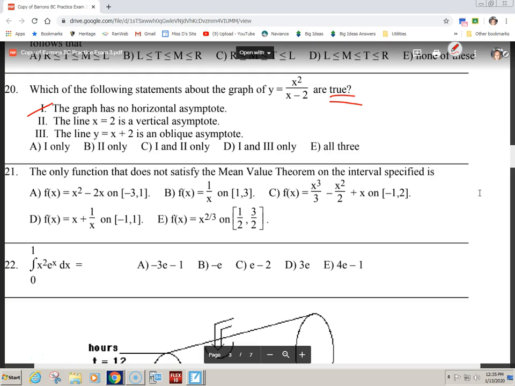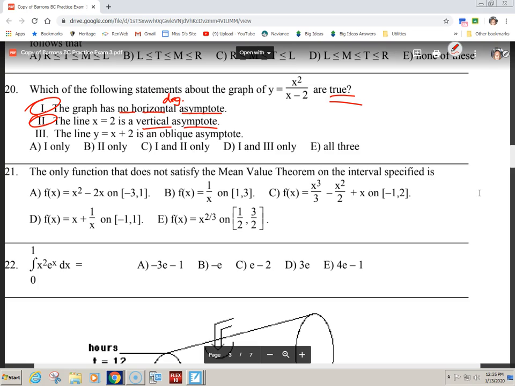Wait a minute. It's saying true, not false. Uh-oh. And why am I going to say this one is true? Horizontal asymptote, limit to infinity, degree test, who wins? Top. And if the top wins, there is no horizontal asymptote. That's true. Number 2, the line x equals 2 is a vertical asymptote. Is it a discontinuity? Yes. Is it able to be removed? No. Is it a vertical asymptote? Yes, it is. It's a non-removable discontinuity.